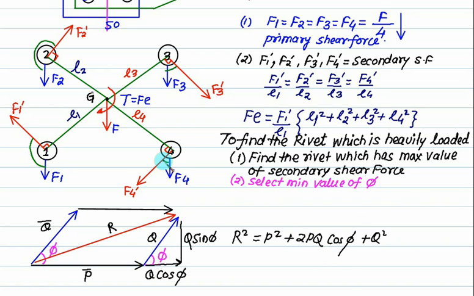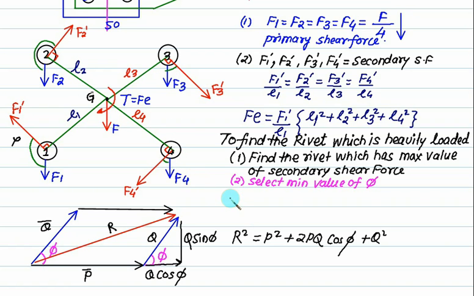For this one is phi, this phi, and this phi are supposed to be almost the same value. But this phi, is it more than this phi? So you have to avoid this and you have to avoid this. So in this case, rivet number 3 and rivet number 4 are heavily loaded.